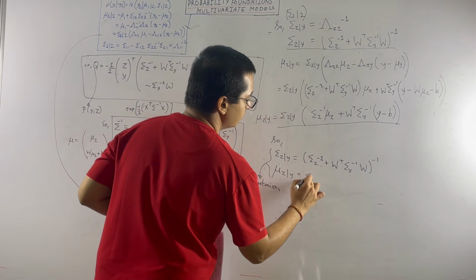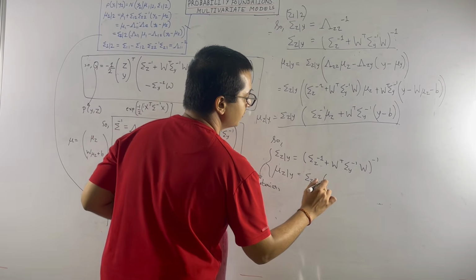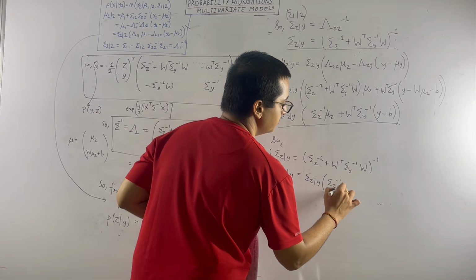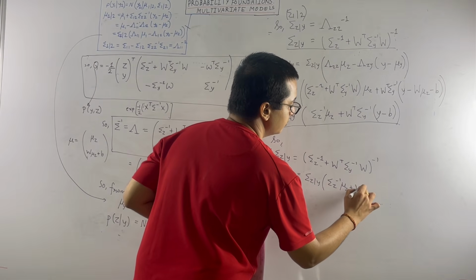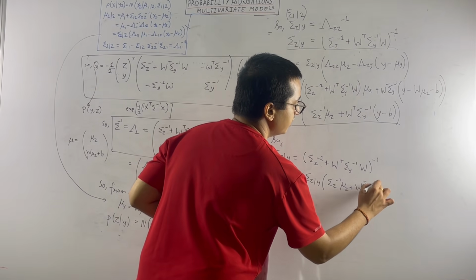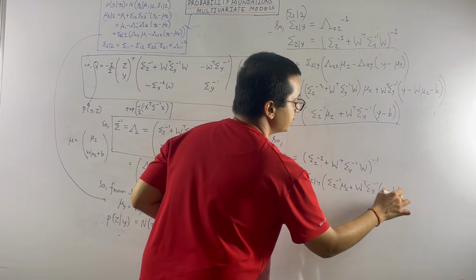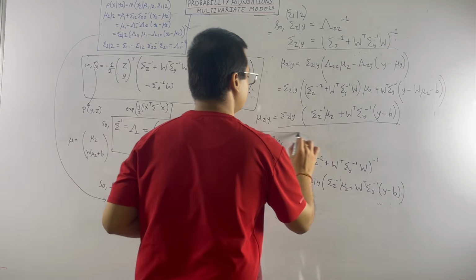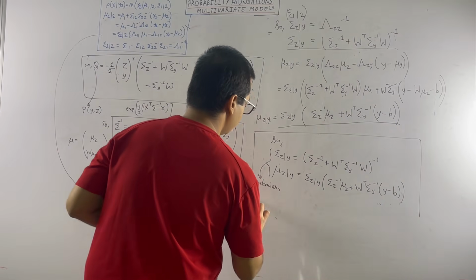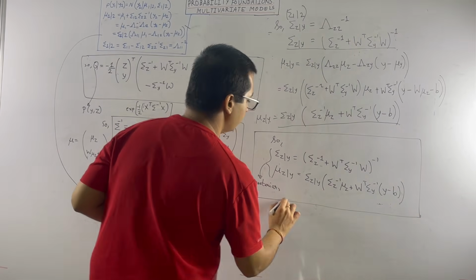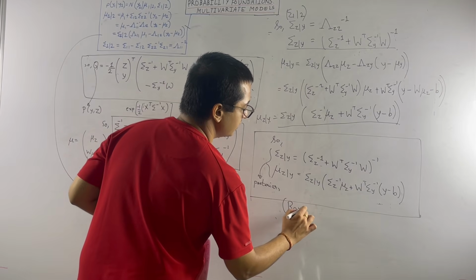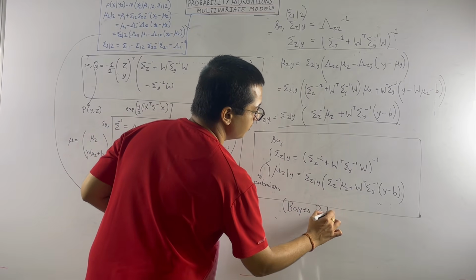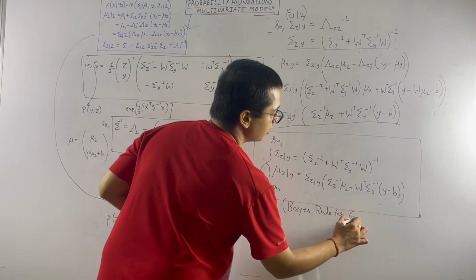This is equal to sigma of z given y times sigma z inverse mu z plus w transpose sigma y inverse y minus b. All right. So this is what was the Bayes rule for Gaussians that I was interested in. Bayes rule for Gaussians.